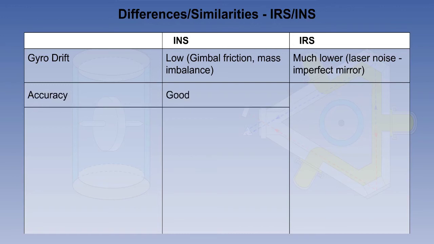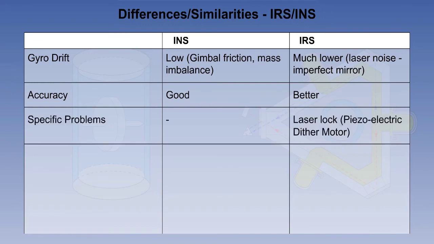INS accuracy is generally good. Position error growth rates of 1 to 2 nautical miles per hour are typical. IRS accuracy is better. It is difficult to put a figure on it because the output is invariably fed into a flight management system and processed further, but the raw IRS position error growth rate is probably about half a mile an hour or better.